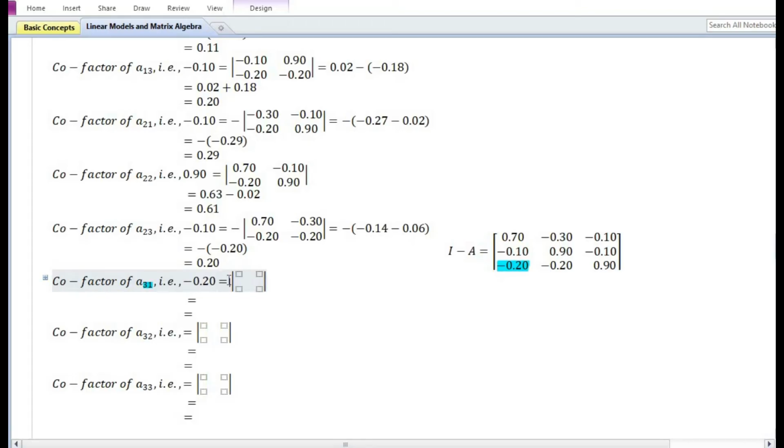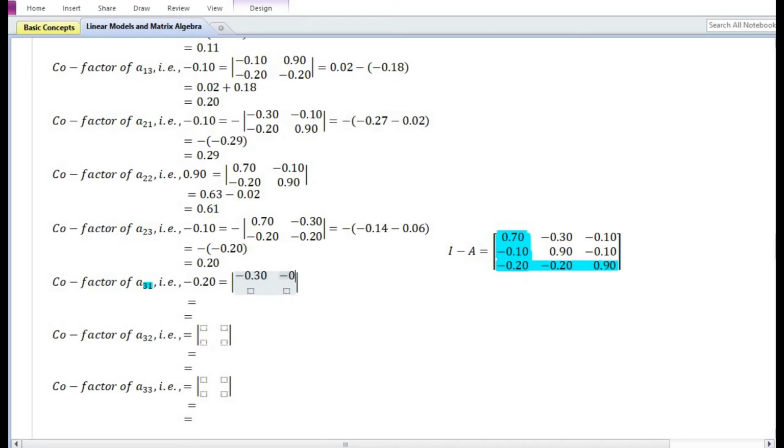3 plus 1 equals 4. 4 is an odd number, so we have a positive sign. Deleting the row and the column, we have minus 0.30, minus 0.10, 0.90, minus 0.10. Minus times minus equals plus. 0.30 times 0.10 equals 0.03. Minus.